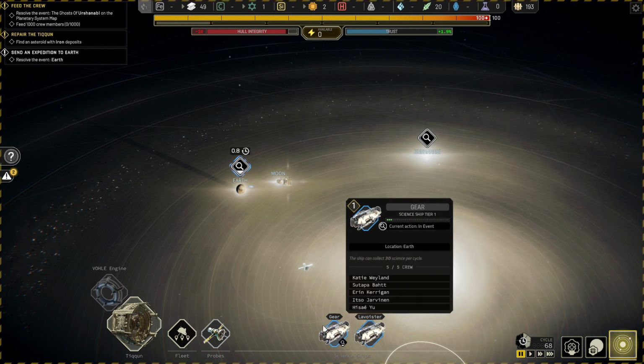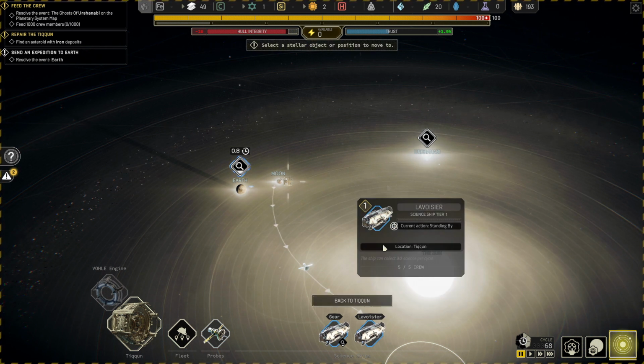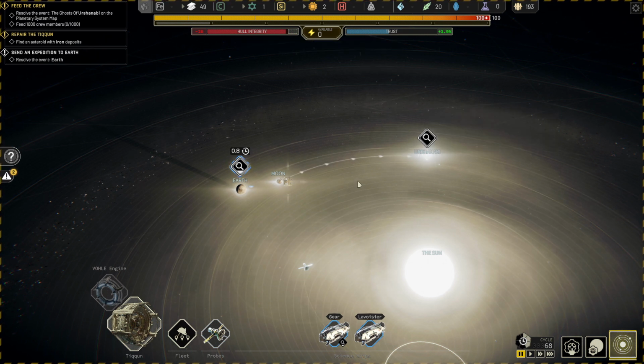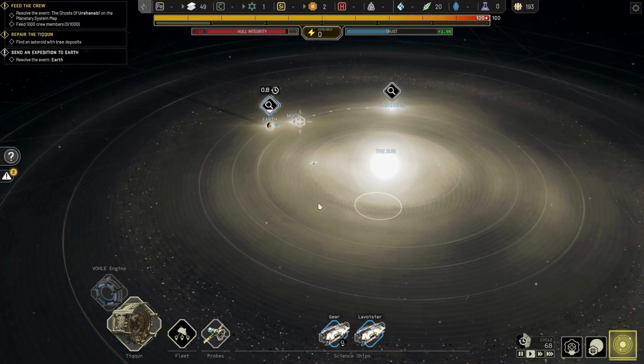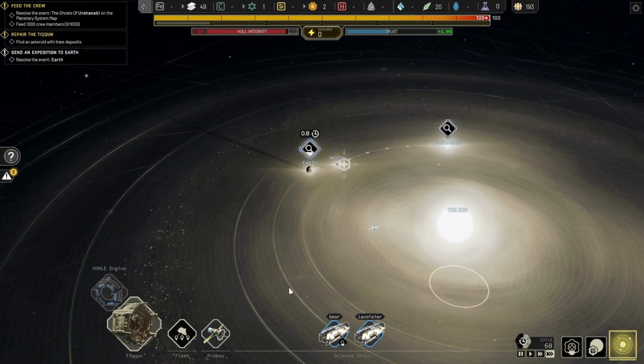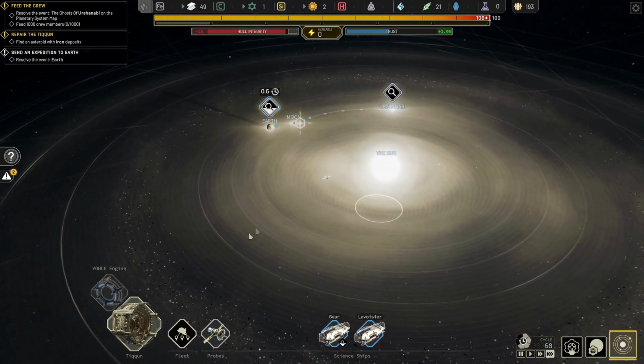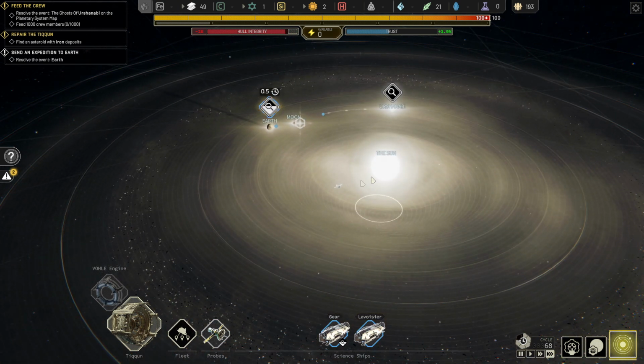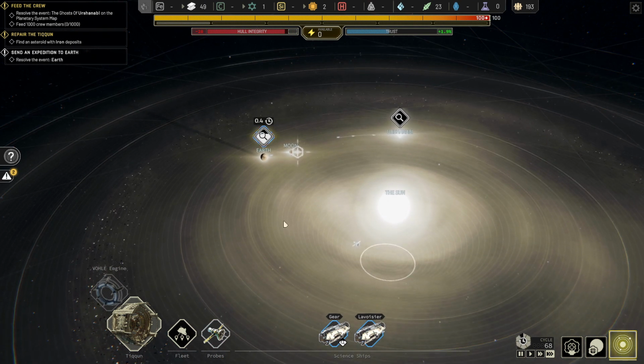Our first one is gear. You can go to check out that. But we've got a couple of science ships because we do need to find out more about what's going on, and also because these science events actually take time to sort out. So it's always worth remembering that.